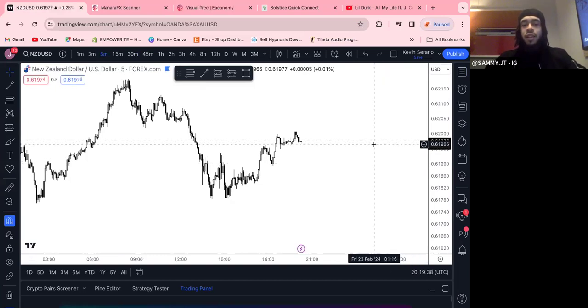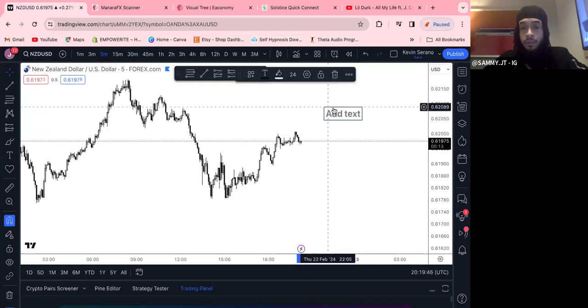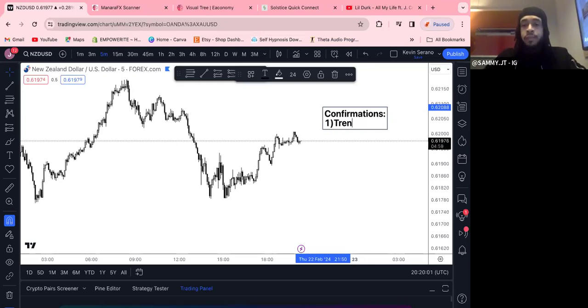Now, like I said, you need to use confirmations alongside the scanner. Now, I'm going to give you guys some confirmations that I personally would use or look for when it comes to using the scanner alongside certain techniques, okay? So the first, it's not in order as well, but the more the better, okay? The first confirmation is trend, okay?